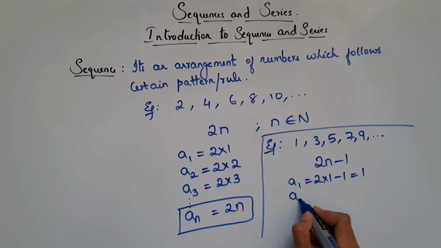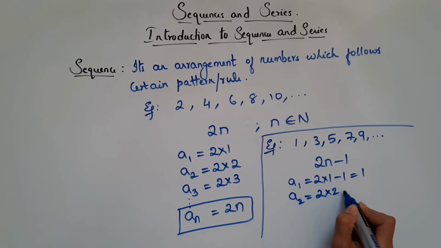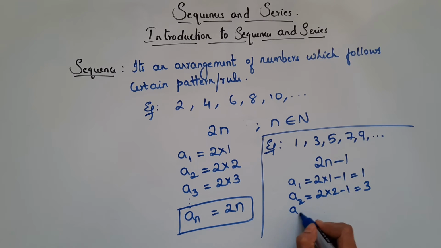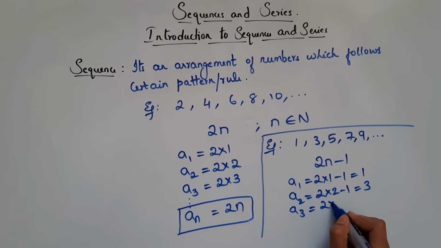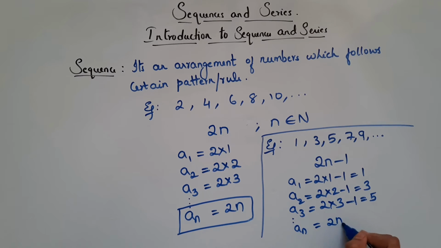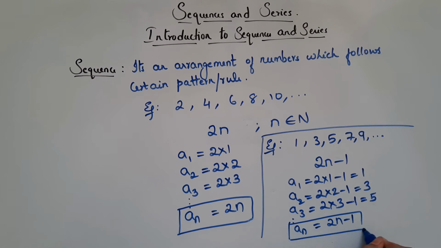What is the second term? 2 into 2 minus 1 will give you 3. Similarly, what is the third term? 2 into 3, 3 twos are 6, minus 1 is equal to 5. And what is the nth term? an, so 2n minus 1. So therefore the pattern is 2n minus 1, where n belongs to N, that is natural numbers. So therefore this sequence is following the 2n minus 1 pattern, right?